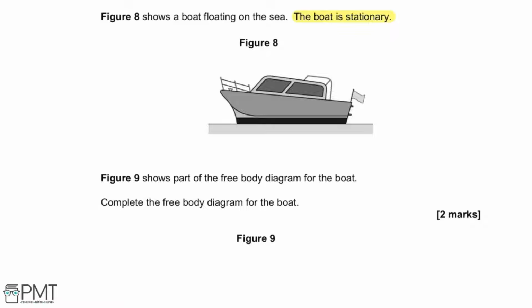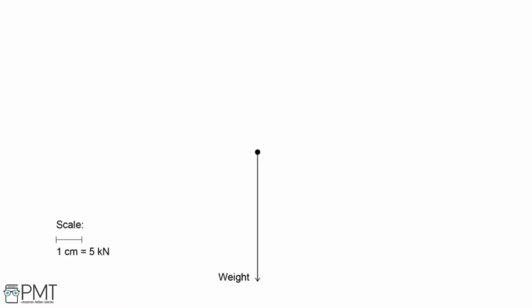So the fact that the boat is stationary means that there is no resultant force on the boat at the moment. We've already got that the weight is acting on the boat, so there must be an equal and opposite force acting on the boat in order to counteract the weight so that the boat remains stationary. So equal and opposite, so it's going to be going upwards.